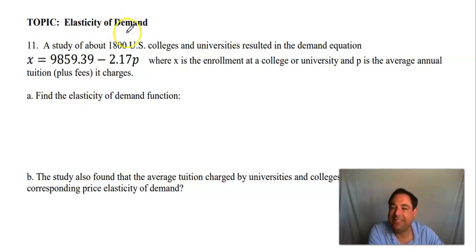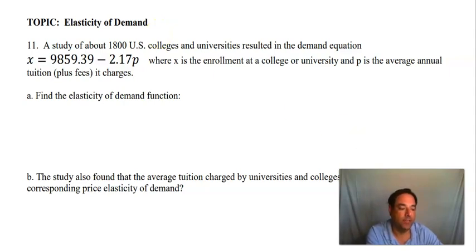Question 11 is elasticity of demand. This one says a study of about 1,800 U.S. colleges and universities resulted in the demand equation x equals 9859.39 minus 2.17p, where x is the enrollment of a college or university and p is the average annual tuition plus fees it charges. Find the elasticity of demand.